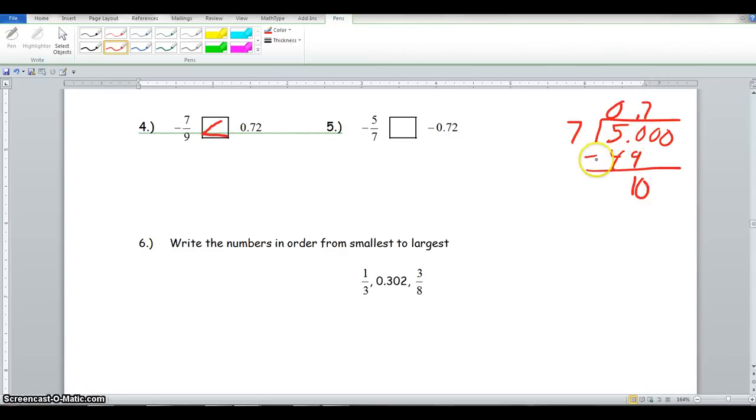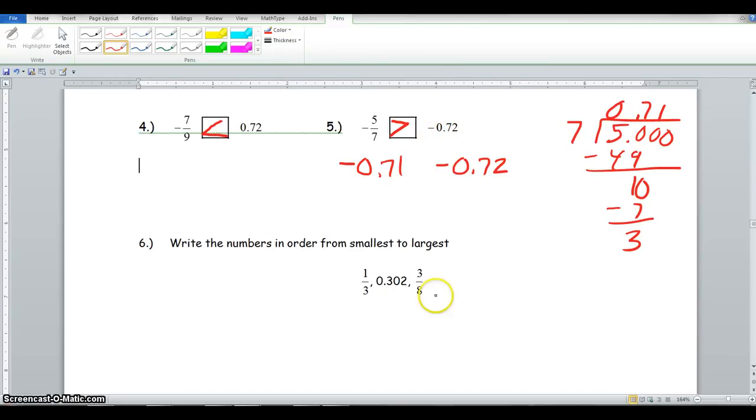Bring down your 0. 7 goes into 10 once. 1 times 7 is 7. And we could stop here. This would be a negative 0.71 compared to negative 0.72. We know that when we're dealing with two negative numbers, whichever one is closest to 0 is the greatest. So this negative 5 sevenths is greater than the negative 0.72.